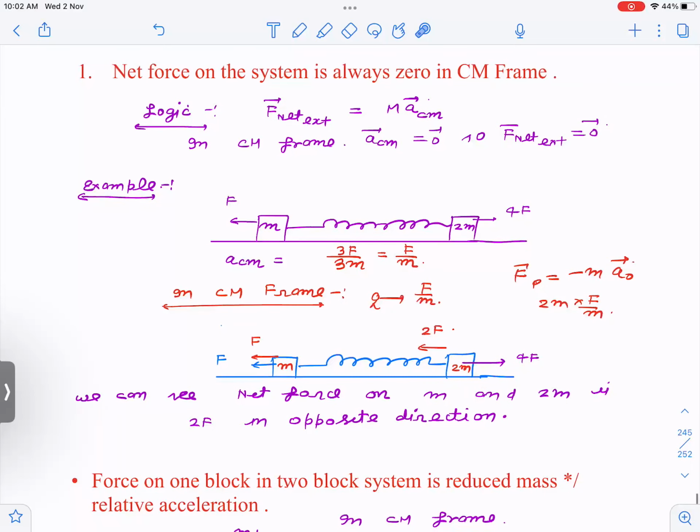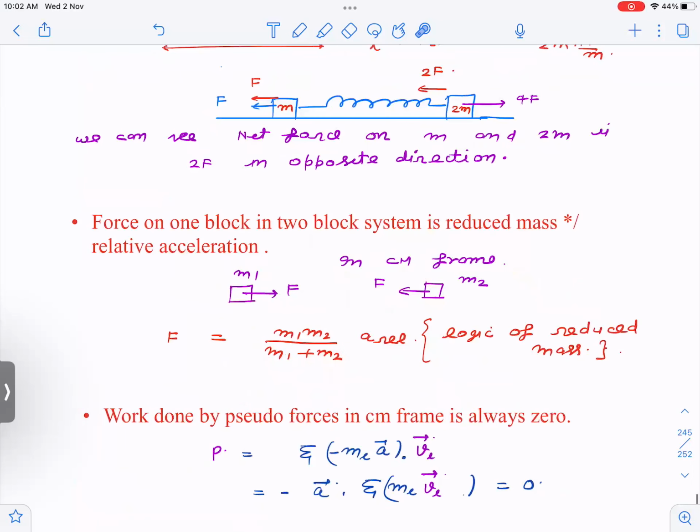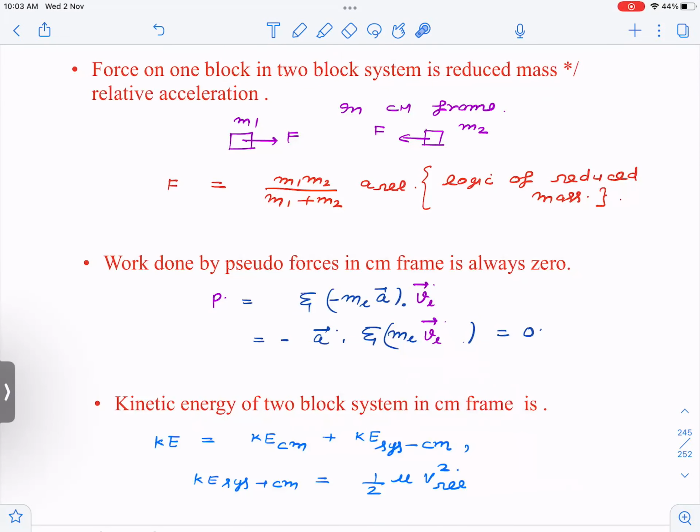Okay, so let's see the next property now. The next one is that the force on one block in a two block system is reduced mass into relative acceleration. Just now we have proved that if you have a system and you're in CM frame, then the net force will be zero.